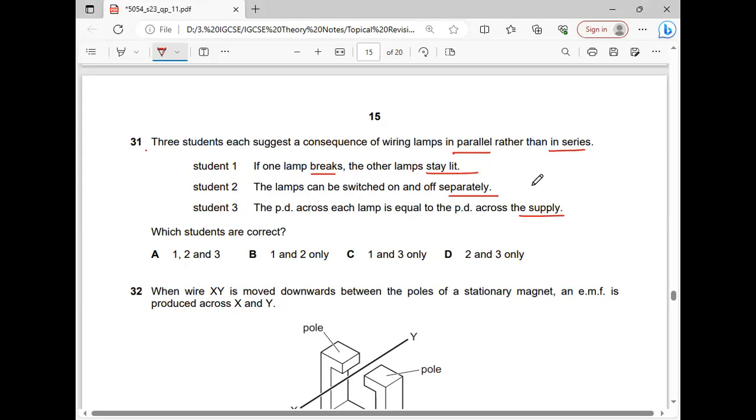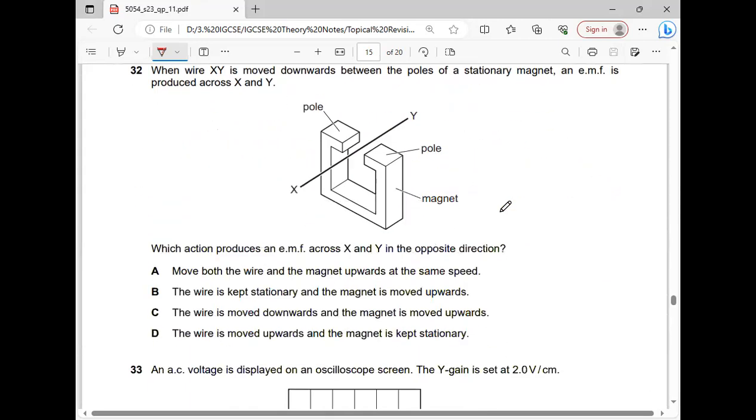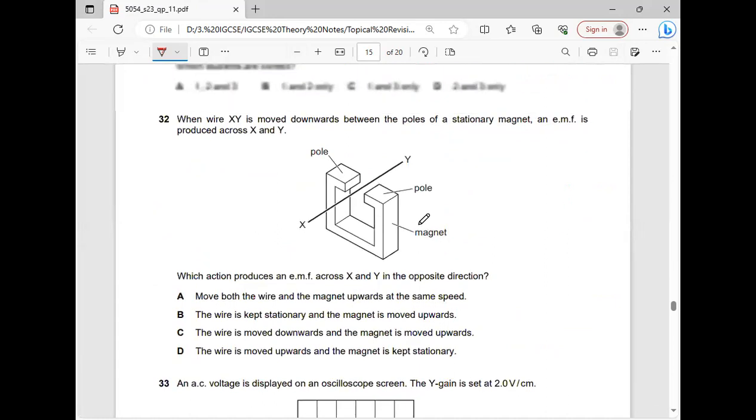Now we know that in parallel combination, if one lamp breaks, the other lamp stays lit. Okay, it's correct. The lamps can be switched on and off independently. Correct. The potential difference of each lamp is equal to the potential difference across the supply. Correct. So which option is correct? Option A is the correct answer. So these are the characteristics of parallel combinations of lamps.